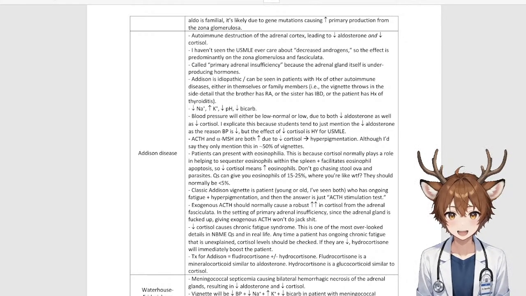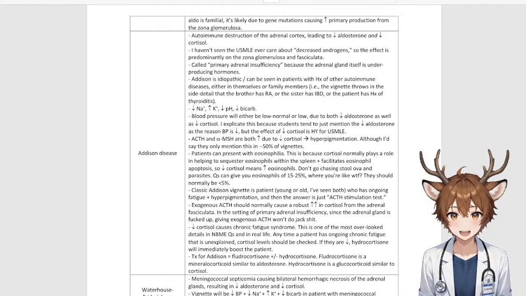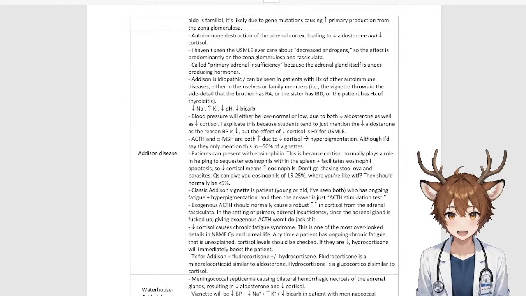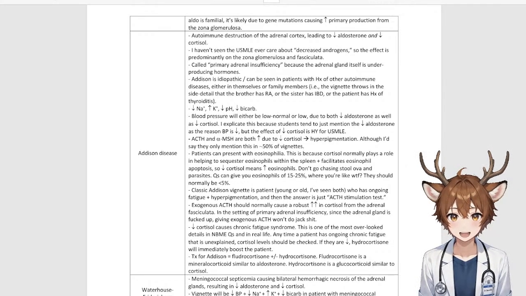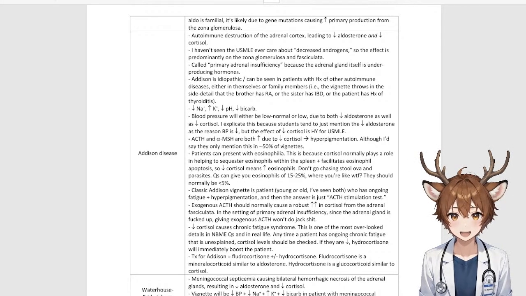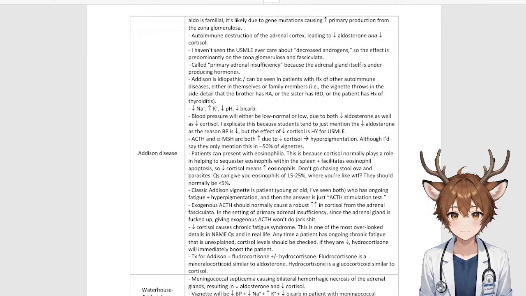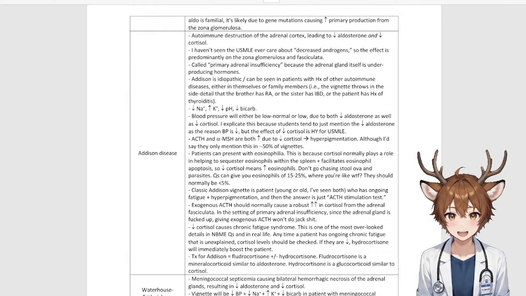Patients can present with eosinophilia. This is because cortisol normally plays a role in helping to sequester eosinophils in the spleen, plus facilitates eosinophil apoptosis, so the decrease of cortisol means that there's an elevation in eosinophils. Don't go chasing stool ova and parasites. Questions can give you eosinophils of 15 to 25%, where you're like, what? They should normally be less than 5%.